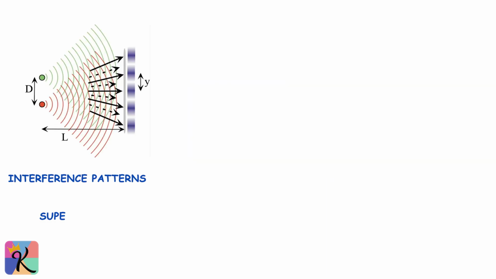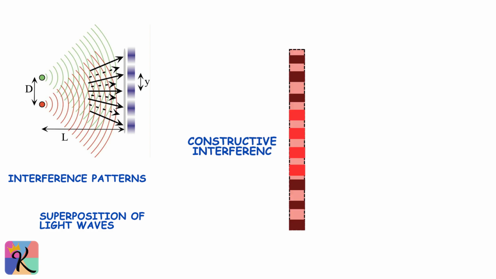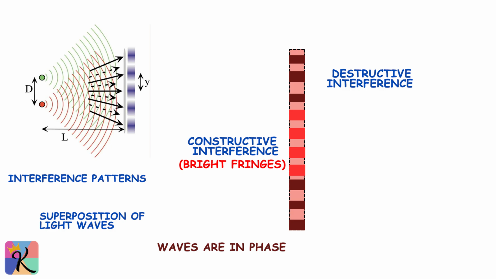Interference patterns result from the superposition of light waves, leading to regions of constructive interference, or bright fringes, where waves are in phase, and destructive interference, or dark fringes, where waves are out of phase.